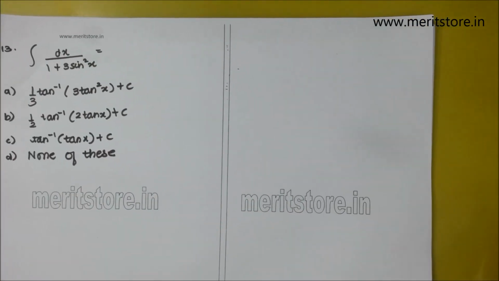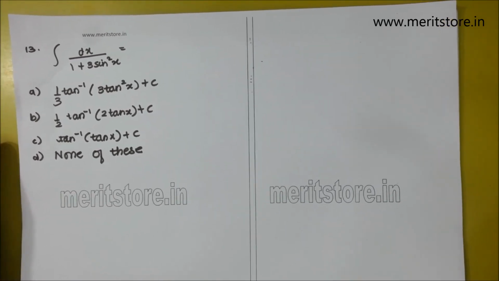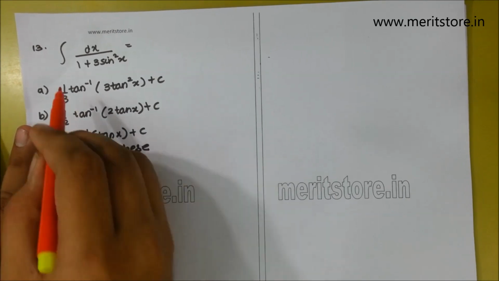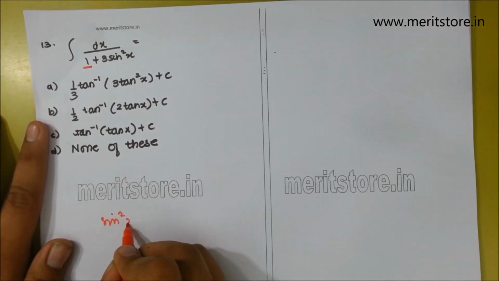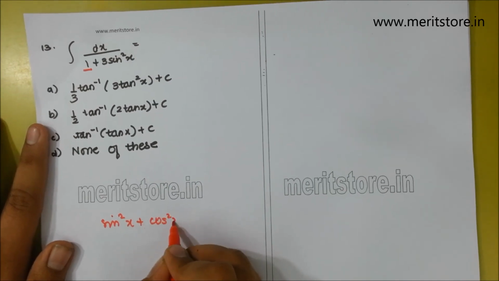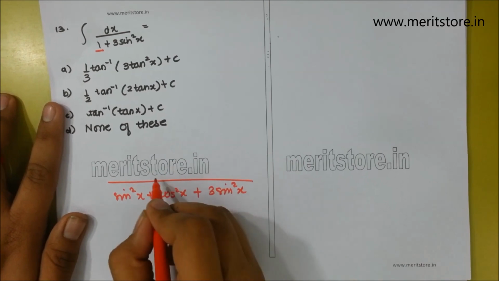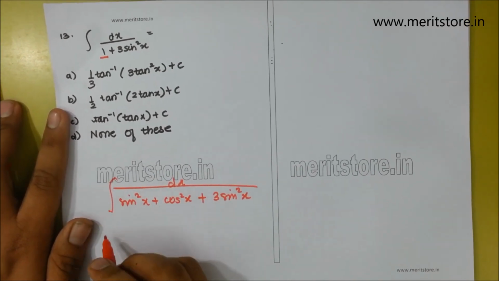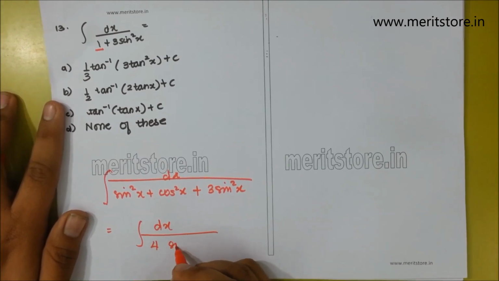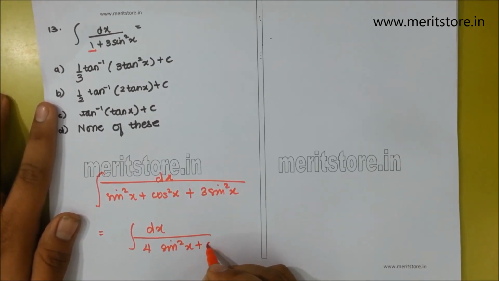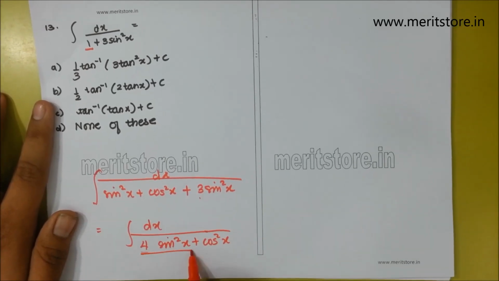Question number 13. Integration of dx upon 1 plus 3 sine square x is equal to. Now to solve this question, we can write 1 as sine square x plus cos square x, plus 3 sine square x, and here we have dx, which will give us integration of dx upon 4 sine square x plus cos square x, since 3 sine square plus 1 sine square will give us 4 sine square x.